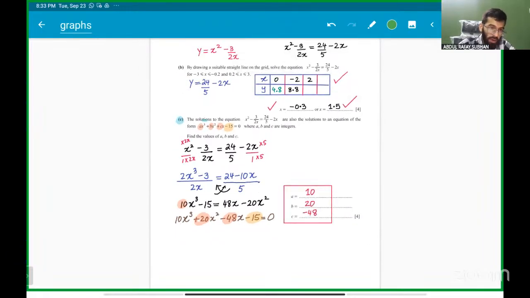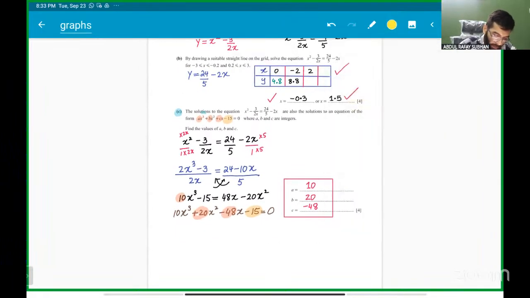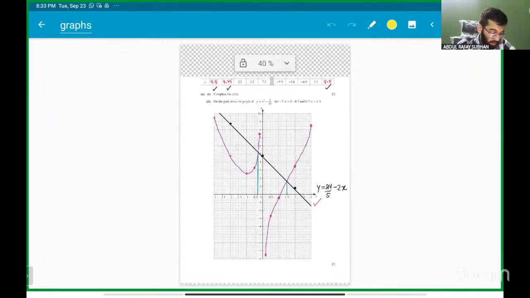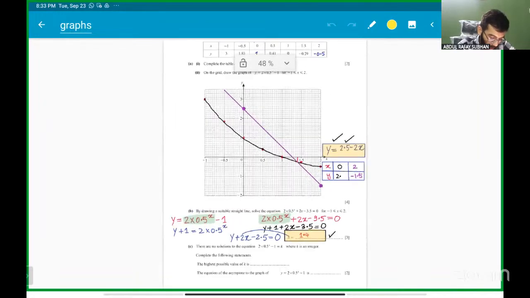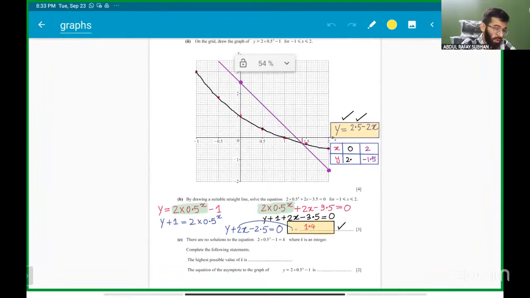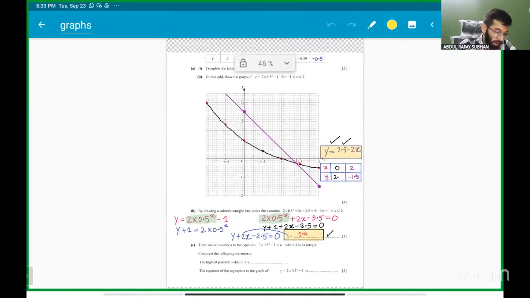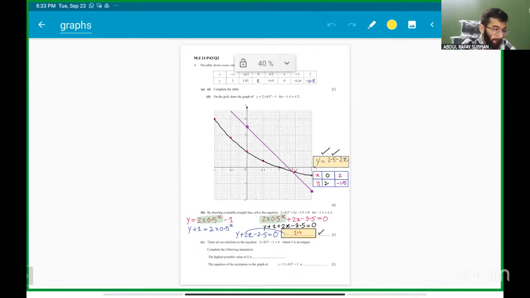Okay, so we got 10, 20, and minus 48 as the values of A, B, and C. So this one, October, November 21 is done. Then the next one is this one. So how do you write this one? Part C of this one is also left. Let's talk about that as well. Is everyone following?